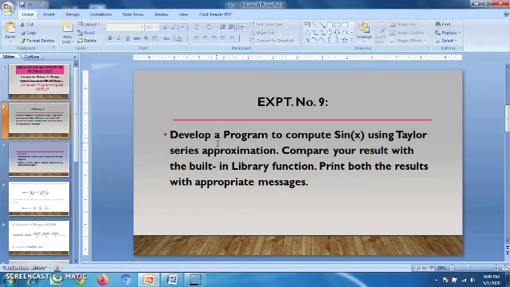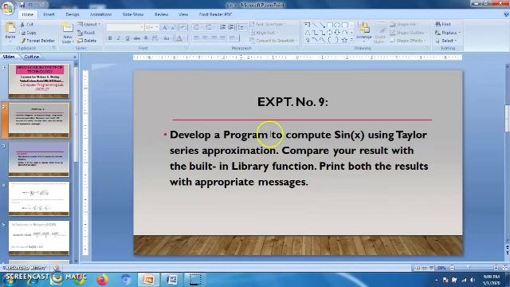In your PUC or before that in high school, you might have calculated the value of sin of x, or sin theta, cos theta in that way. So here also we have to write a program to compute the value of sin of x. But at that time you remembered the value, whereas here you have to calculate it, and to calculate the value of sin of x there is one particular formula given by a scientist, Taylor. It is called Taylor series approximation, or also the sin series.